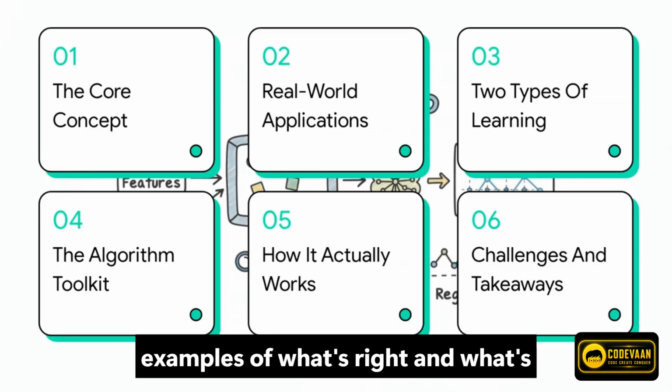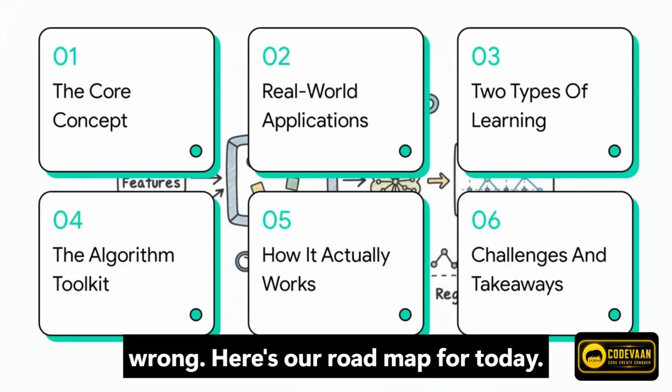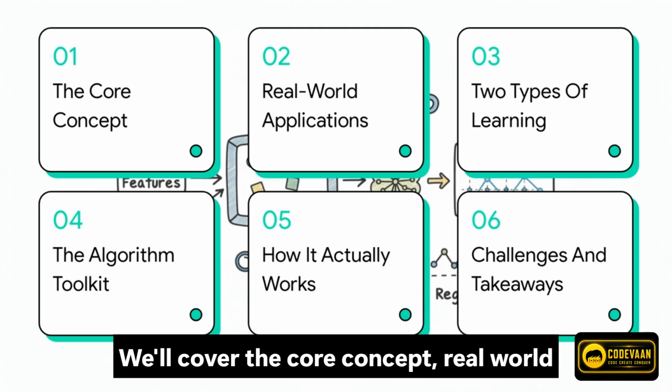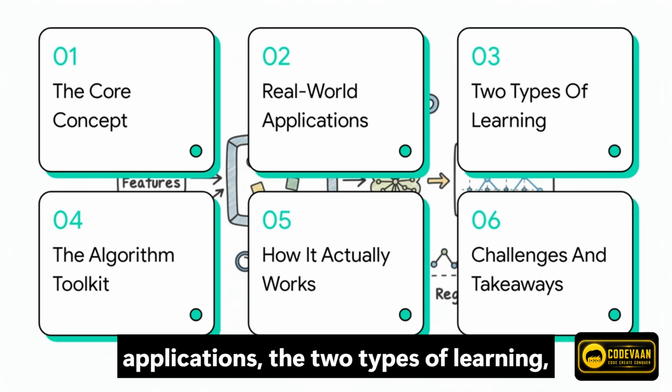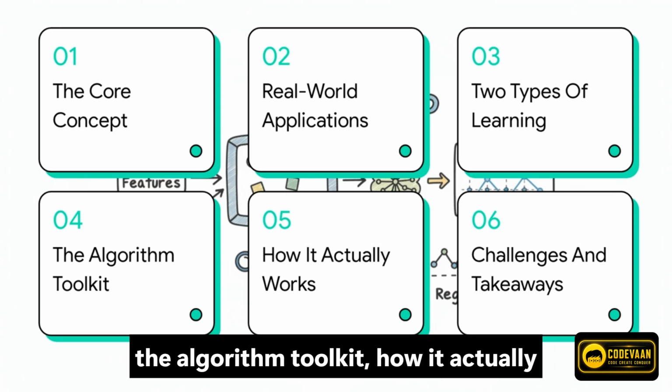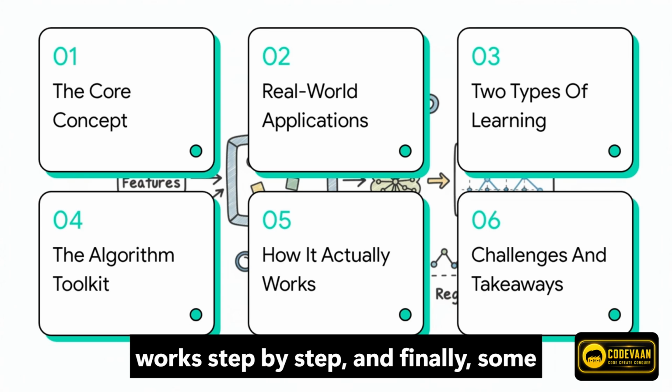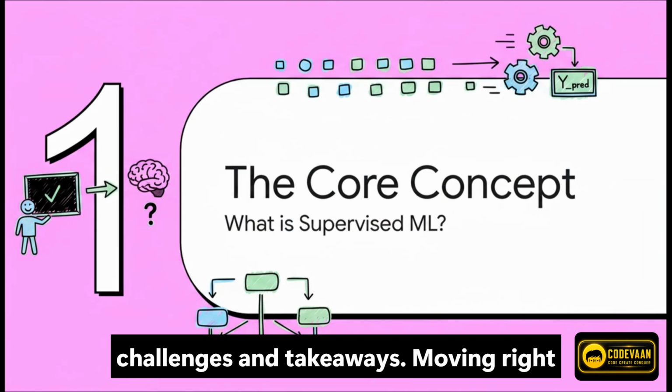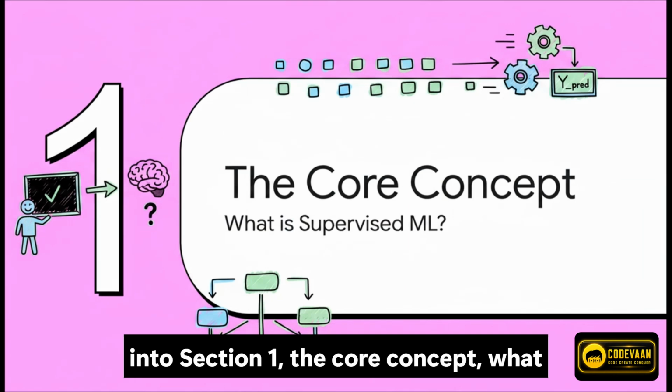Here's our roadmap for today. We'll cover the core concept, real-world applications, the two types of learning, the algorithm toolkit, how it actually works step by step, and finally, some challenges and takeaways. Moving right into Section 1, the core concept.